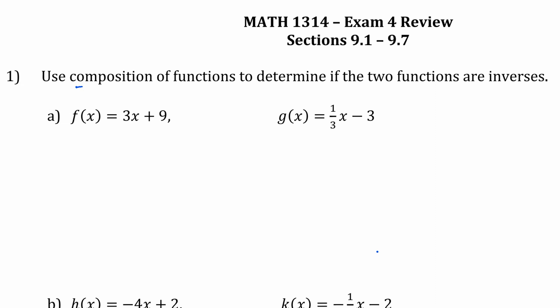So we want to use the composition of functions to determine if two functions are inverses. Remember that with composition of functions, you must find f of g of x. Finding f of g, we're going to start with our f function, that's the 3x plus 9, and in that x position, we're going to put our entire g function, that is 1/3 x minus 3.